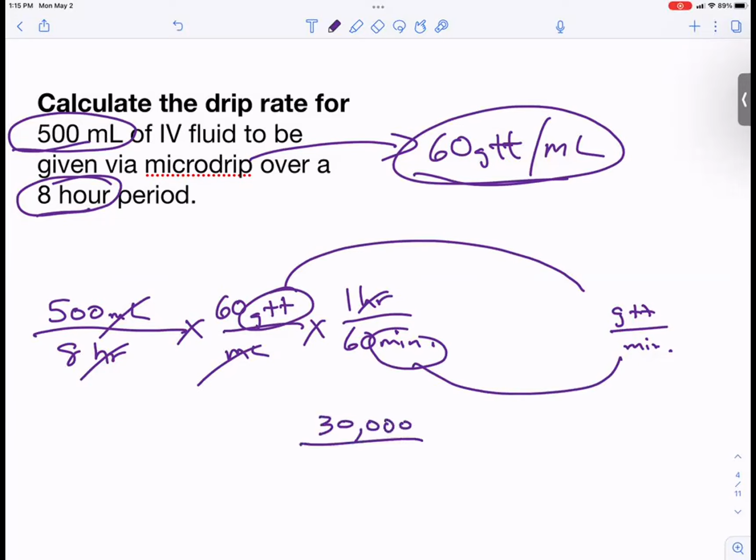And 8 times 60 is 480. When I divide 480 into 30,000, it gives me 62.5. I can't split a drop, so I'm going to give 63 drops. I'm going to count that out for 1 full minute. And that's my answer.